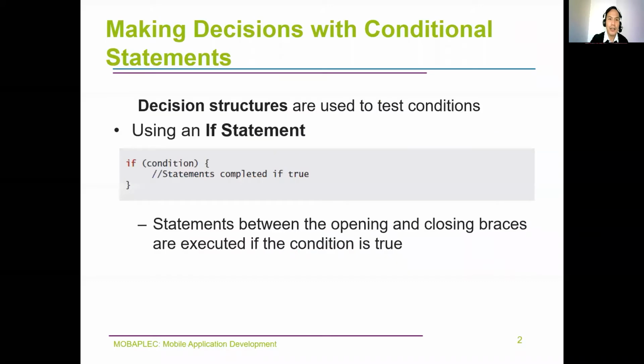Okay, so here we have decision controls. In making decisions, we have the conditional statement. It's what we call a decision structure, or in other books, it says that it's a control structure with different decision processes.